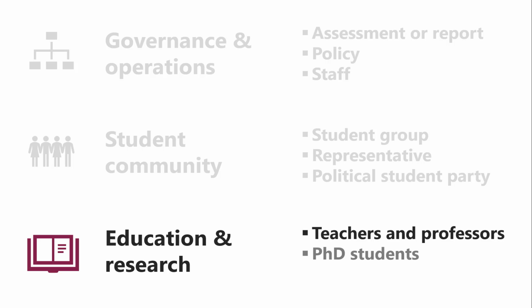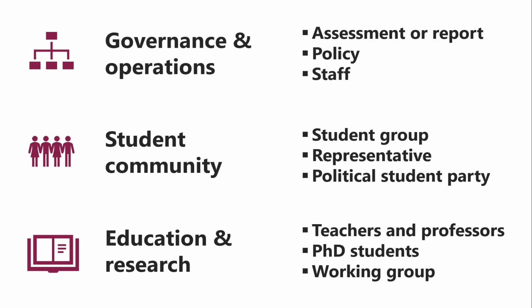You can also identify PhD students. PhD students are often more approachable compared to other staff and will be able to help you understand research activities and institutes at your university. At some universities, lecturers and professors also form working groups to exchange ideas on how to best embed the ideals of sustainable development in the curriculum and in research activities.